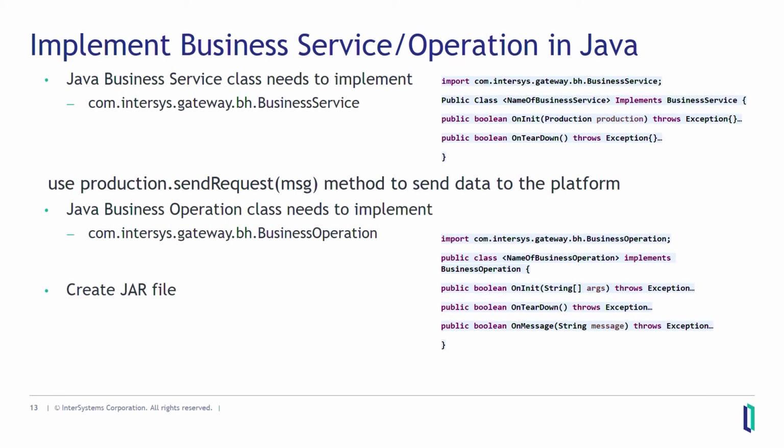So these are the classes that need to be implemented into the Java code. This is actually fairly simple. You have the on-init and on-teardown methods in both of them, and at the bottom here, you send requests on the service, but on the operation you also have another one which is on message processing, so when it receives the message.